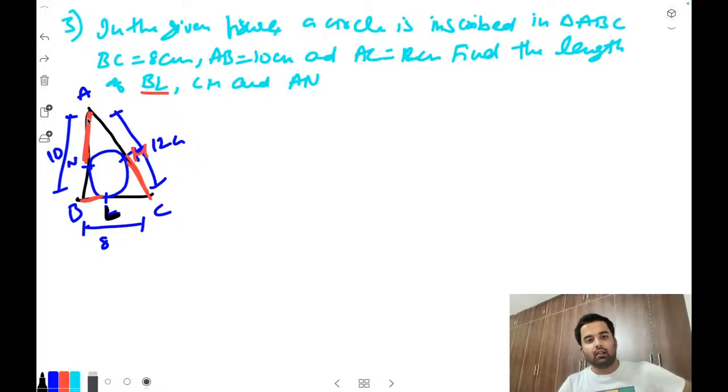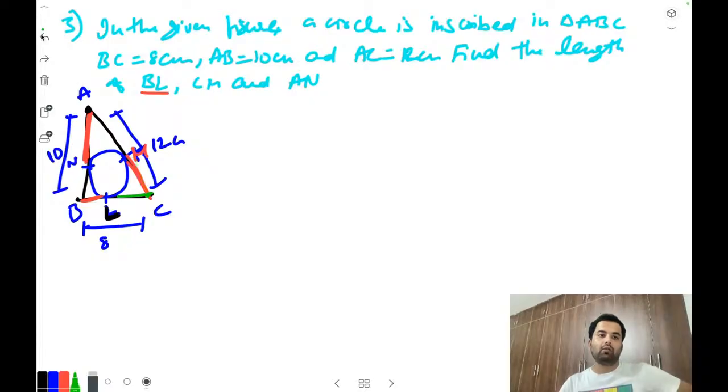See, we can do one thing here to get the answers. Same concept. You know that from point A, AN is there and AM is there. Both will be equal. Let me take a different color, then you'll understand better. From point A, AN and AM will be equal. Correct? From point B, BL and BN will be equal. Same applies there also. From point C, CL and CM will be equal.